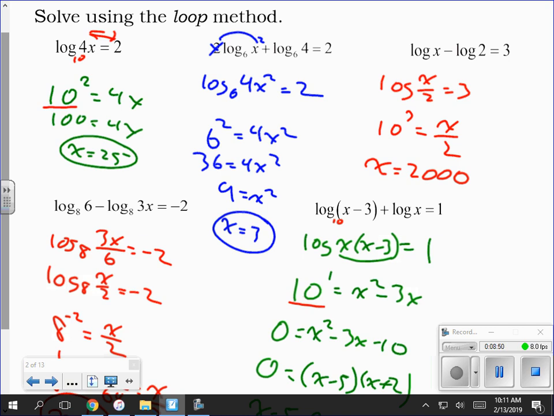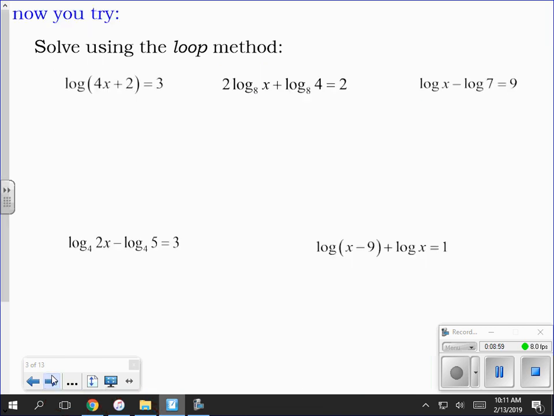And that comes with practice. Remembering which one goes where, that comes with practice more than anything else. Questions? Your turn. Do those. Okay, here we go.